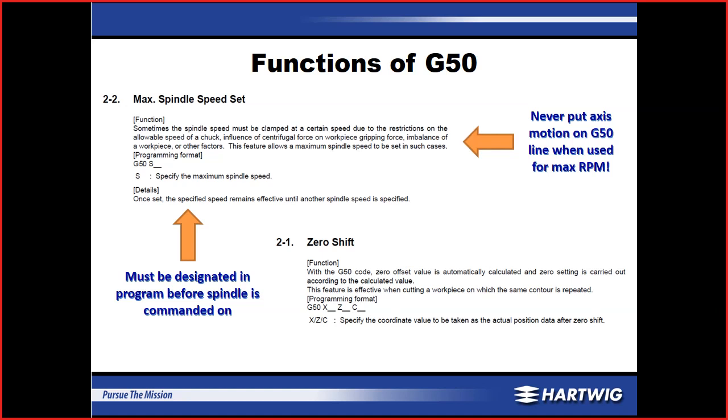If you put an axis command on the G50 line, a zero shift will occur. This can cause a machine to crash, as if you put, say, your first coordinate point, G50 S of some speed and Z-5, the machine is going to shift the part datum 5 inches in the negative direction and reference that point for the continuation of the program. So again, we never want to put an axis motion on the G50 line.